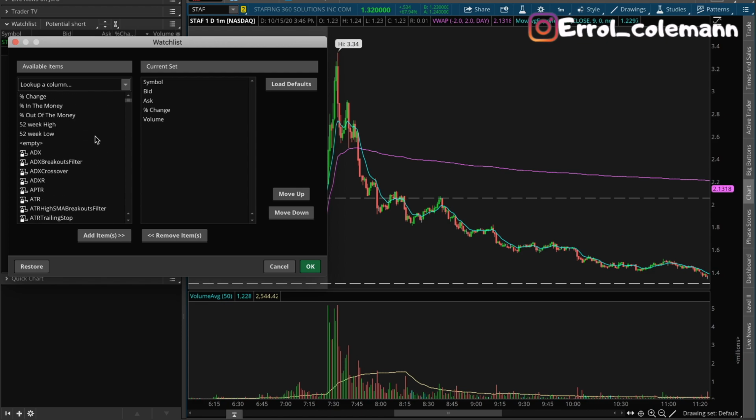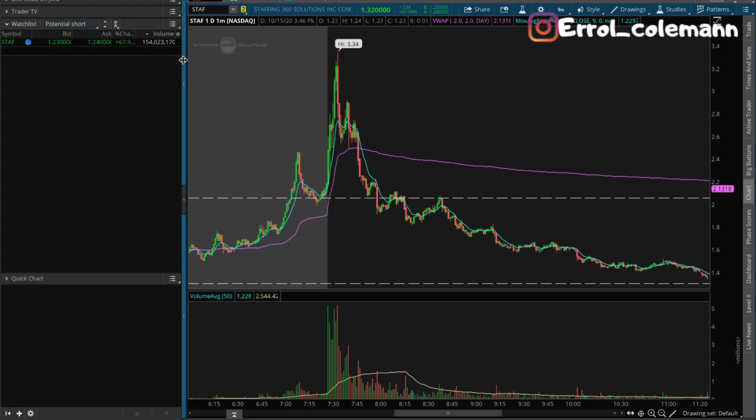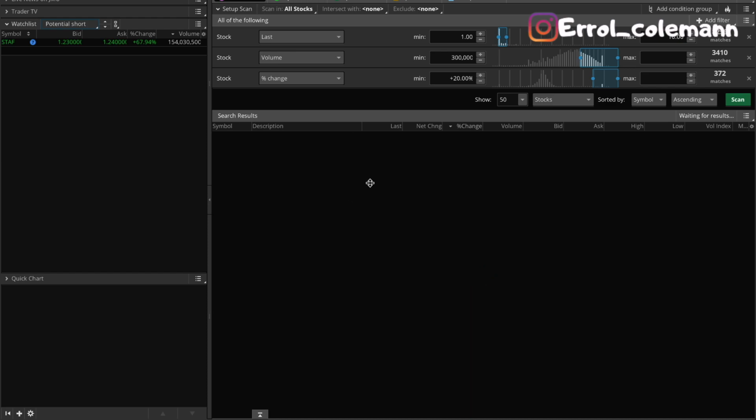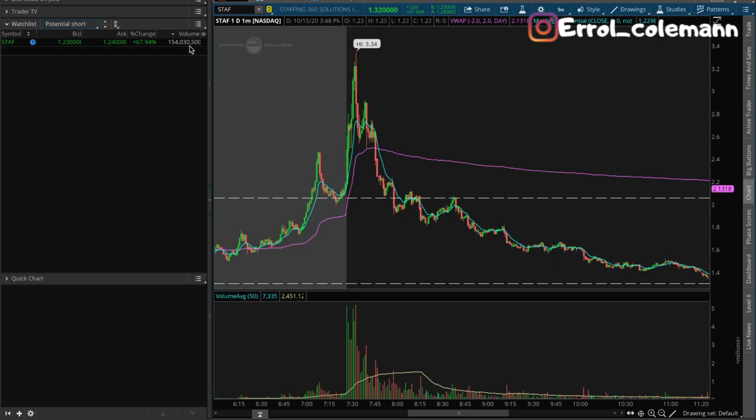And from here, you can customize the columns that you see. You can see on my columns, I have the percent change, I have the volume and the bid and the ask, and then the stock symbol. This is where you can scan for the stocks. And then once you find the stocks that you like, once you type them in the chart and you like how the chart looks, or it's a stock that you know you want to keep an eye on, just come back over, find the stock, put it in your watch list, and that's all.